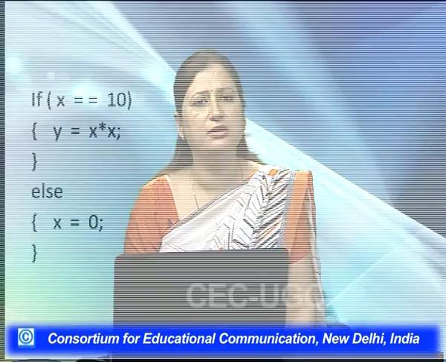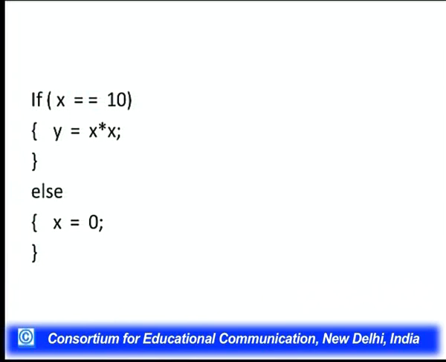You can see here the simple condition has been given, whether x is equal to 10. If yes, then a certain statement is executed. If it is not, then else. In the else part we are specifying x is equal to 0. So we are specifying a block of statements for the true condition, or when the condition evaluates to true, and when the condition evaluates to false. So for both these have been specified.